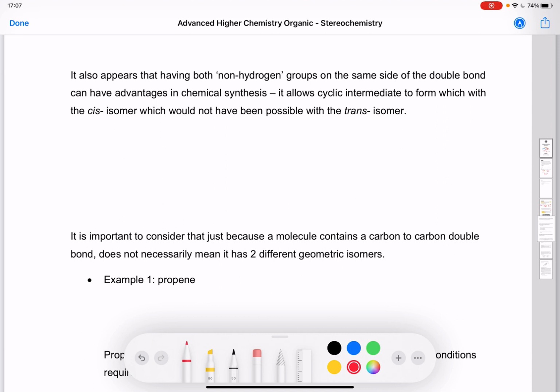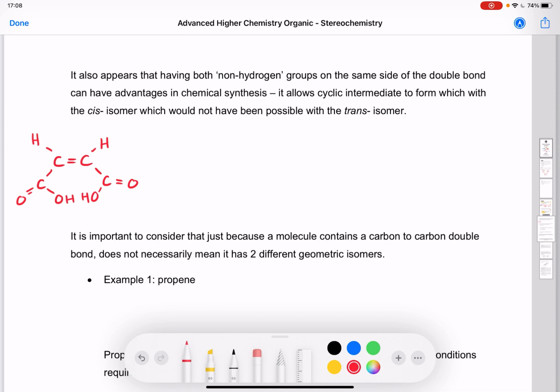So I'm going to look at the cis isomer first, the one that can form the intermediate, and then we'll look at why that's not possible with the trans isomer. So starting with our cis isomer. Okay, so what we've got is our carbon-to-carbon double bond, and the non-hydrogen groups coming off of the carbon-to-carbon double bond are actually carboxyl groups, C double bond O, OHs.